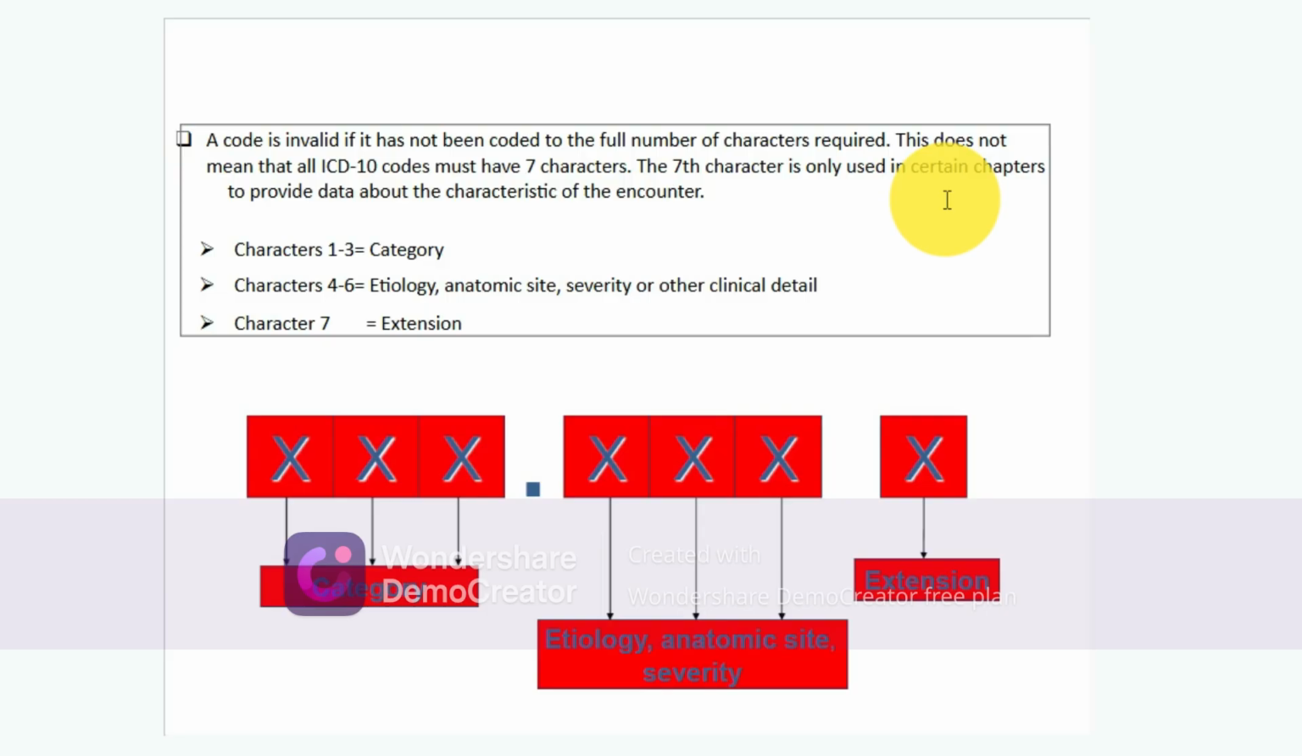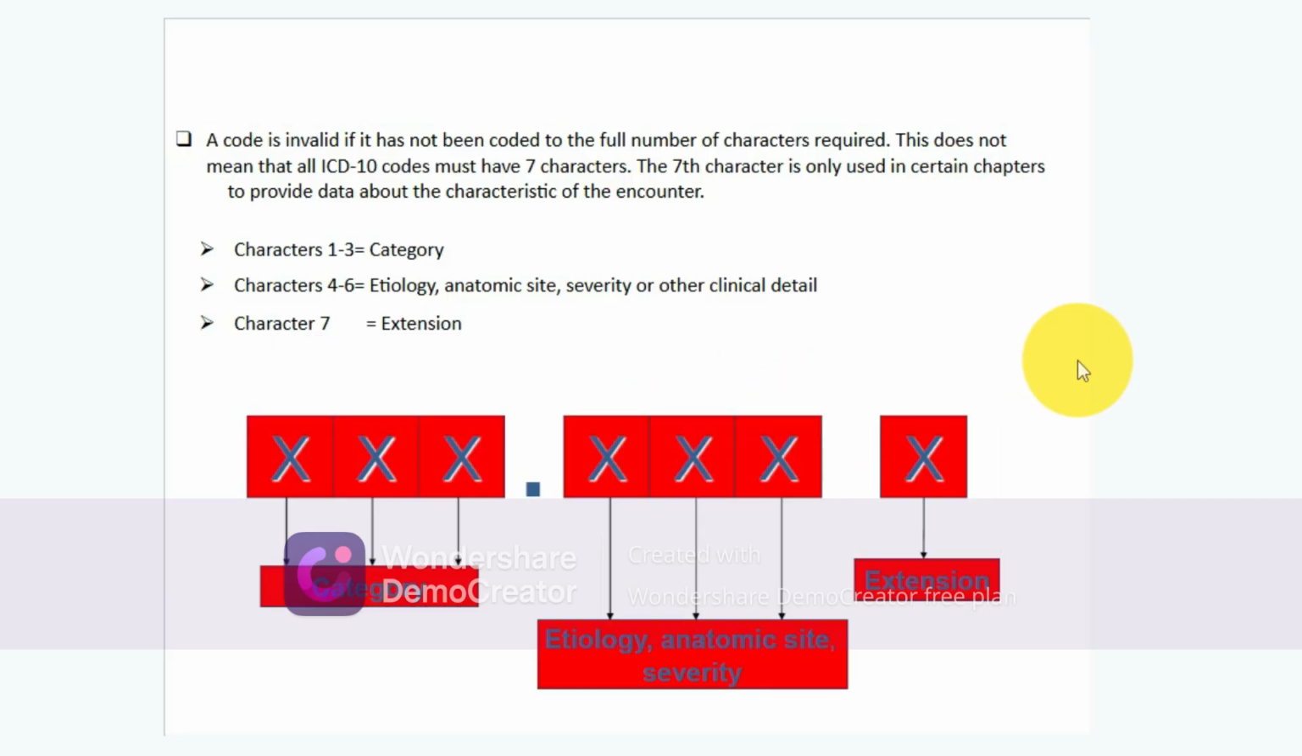You will see here XXX, the first 3 is called the category. The next 3 are called etiology, anatomical site or severity, and the last digit of the ICD code is called the extension. So if an ICD code has 7 characters, the first 1 to 3 is the category, the next 3 are etiology, anatomical site, severity and other clinical details, and the last is the extension. I hope you understood how ICD is arranged.